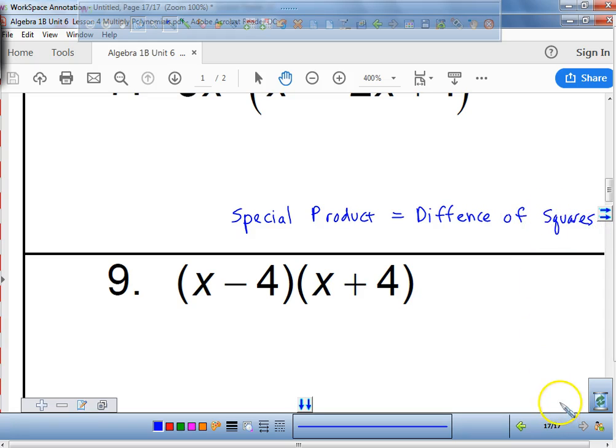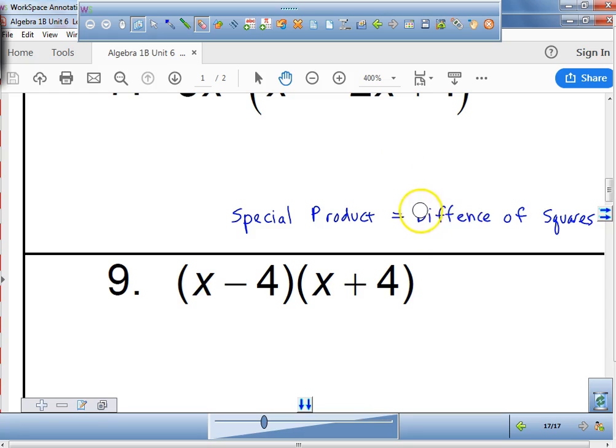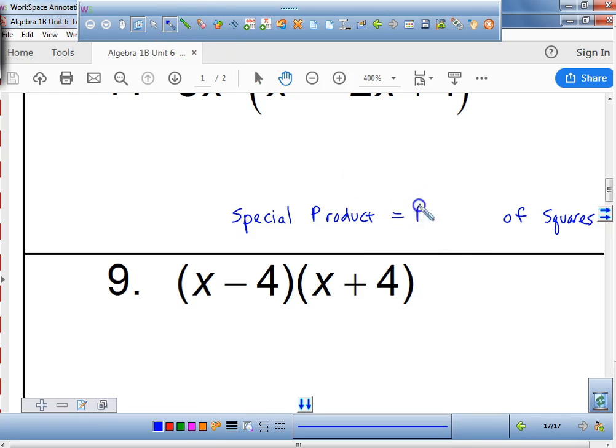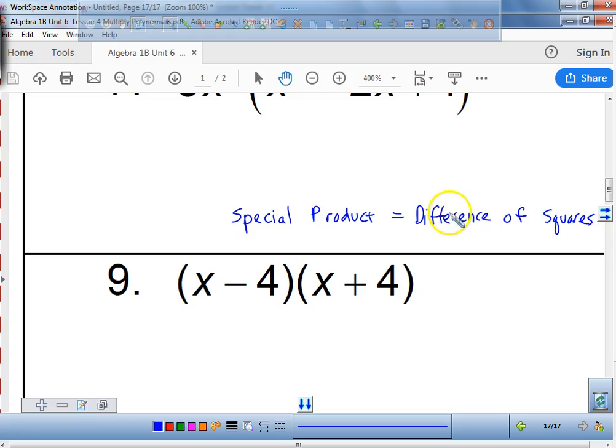Okay? This is a difference of squares. Alright, I just realized something. Some of you are probably laughing at me because that's not how you spell difference. So just realize that. Here we go. Let's fix it. There we go. That's much better. Alright, it's difference of squares.